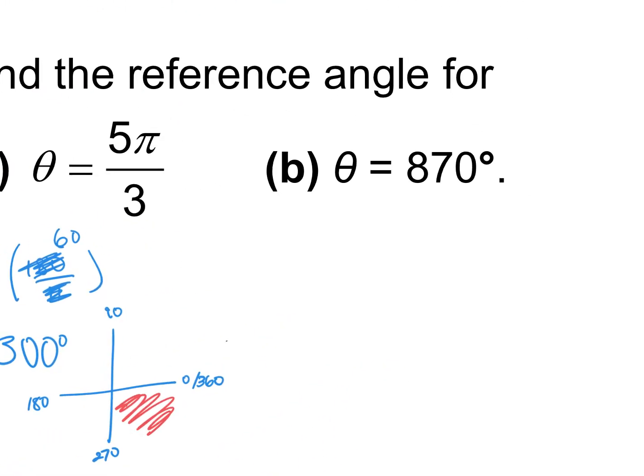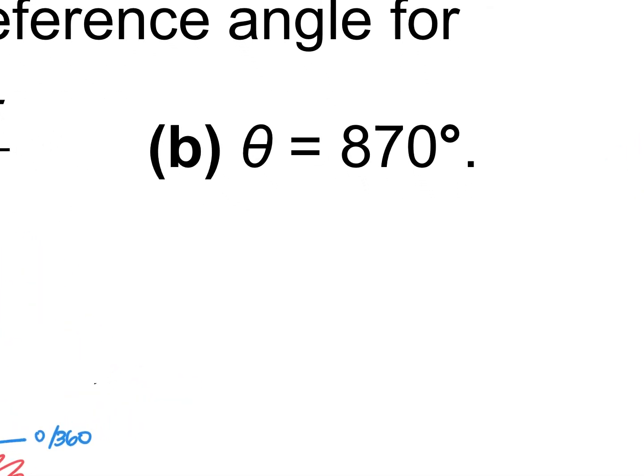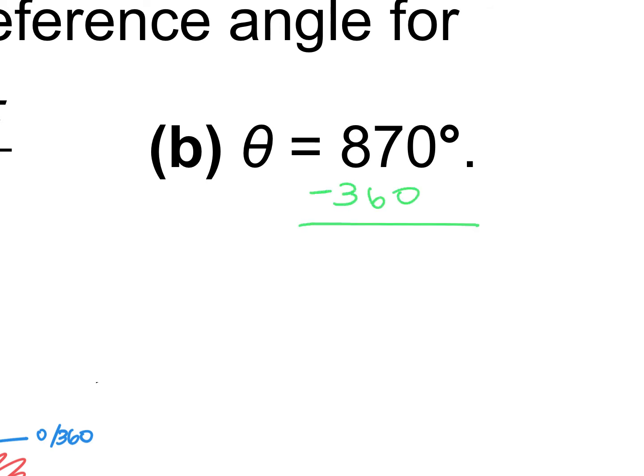So I look at example B. What do you notice about 870 degrees? It's greater than 360. It's bigger than a circle. So let's figure out some coterminal angles that would be between 0 and 360. What would I do with 870? Subtract 360. It's going to bring us back to the exact same spot. And I get what, 510?